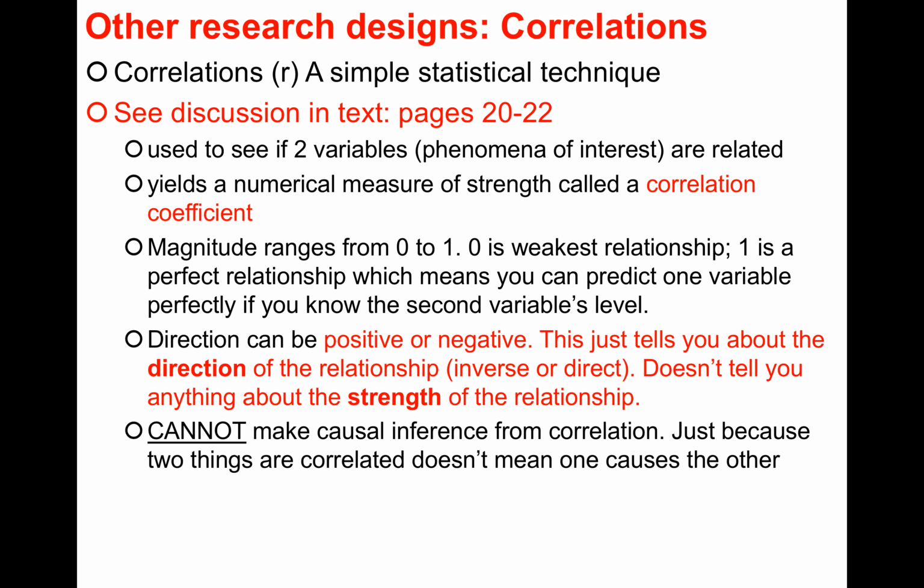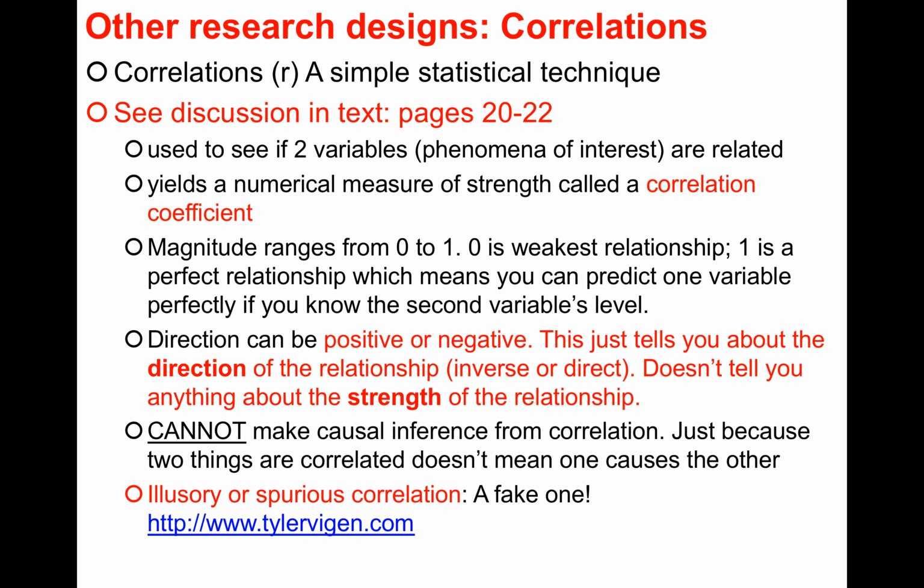And again, you can't make a causal inference from the correlation. Just because two things are correlated significantly, and just because two things are correlated to the point where you can predict one from the other, it still doesn't mean one's causing the other. And just as an example of what's called an illusory or spurious fake correlation, I've provided a link below, www.tylervigen.com, and you can go to that link and learn about all kinds of illusory correlations.